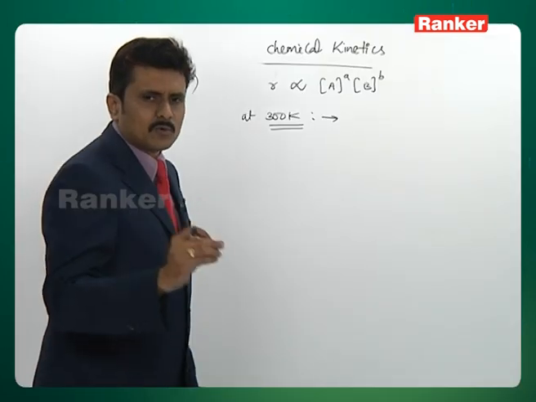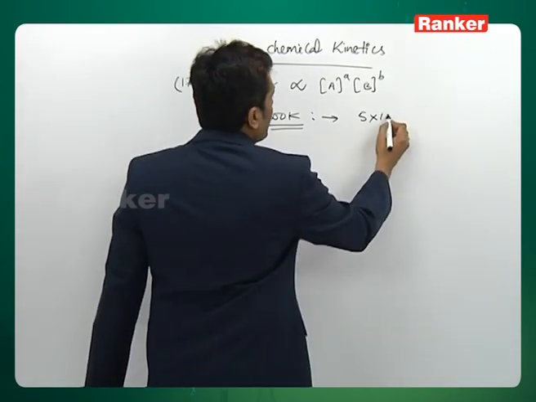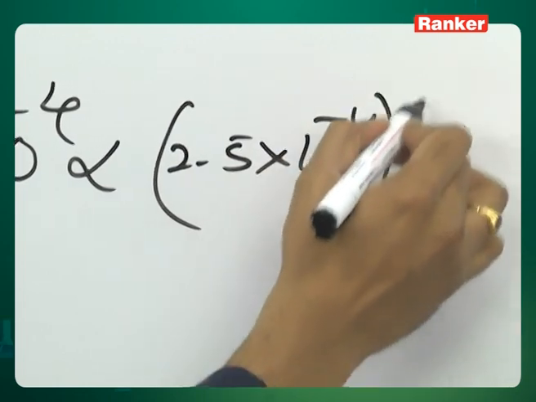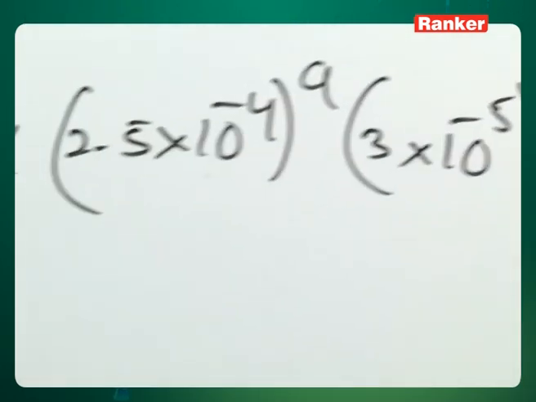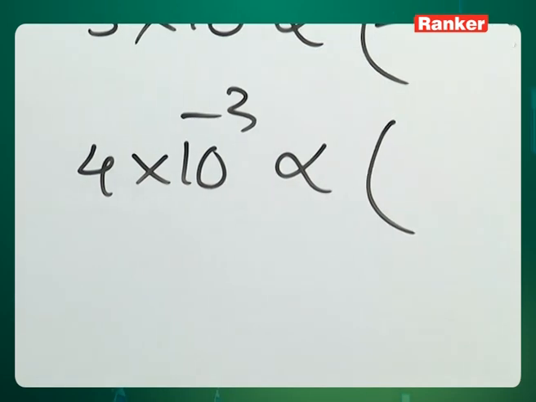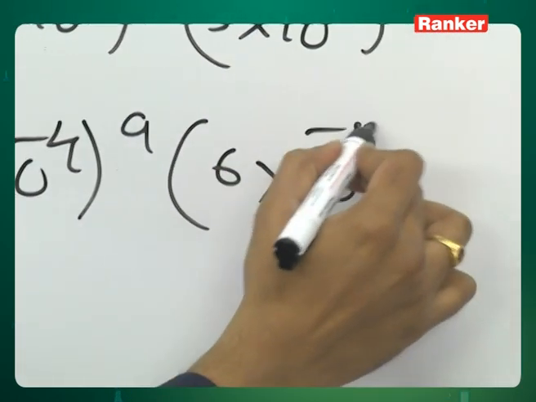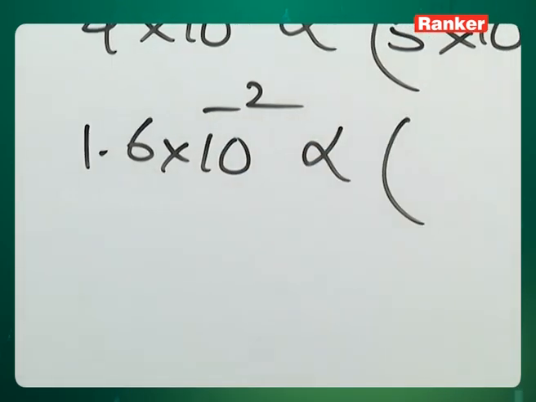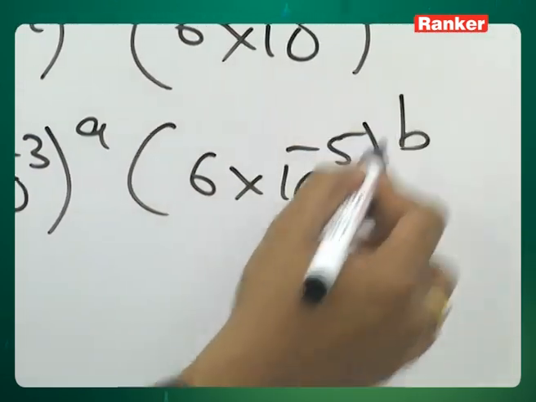At 300 Kelvin, what we all know is that the rate is 5 into 10 to the power minus 4, which is directly proportional to concentration of A, being 2.5 into 10 to the power minus 4 whole power a, and concentration of B being 3 into 10 to the power minus 5 whole power b. And the second one is 4 into 10 to the power minus 3, which is directly proportional to the concentration of A being 5 into 10 to the power minus 4 whole power a, and this is 6 into 10 to the power minus 5 whole power b. In the third case, we have 1.6 into 10 to the power minus 2, which is directly proportional to the concentration of A increased 2 folds, 1 into 10 to the power minus 3 whole power a, by not changing the value of B.